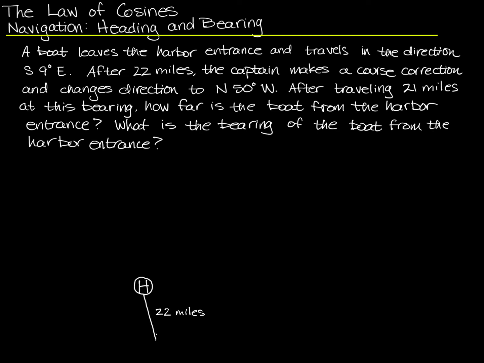At that point, though, we change course. And now we're going to go north 50 degrees. Which way? North 50 degrees west. So north and west is here.